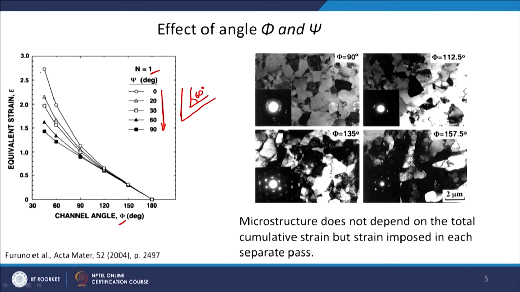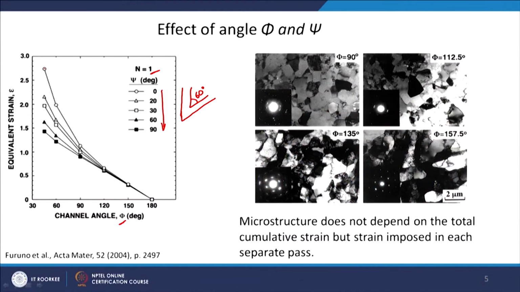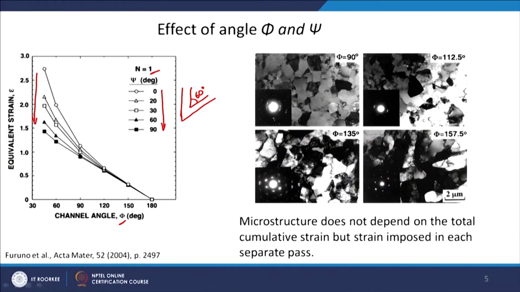So, when you have a very sharp angle, and psi is also 0 degree, the strain is very high. For the same 60 degree angle, or I think 50 degree here, if I reduce the psi, that means I start providing it a curvature, the amount of strain goes from around 2.7 to around 1.4. So, a substantial reduction in the strain level, just by changing the angle psi here.